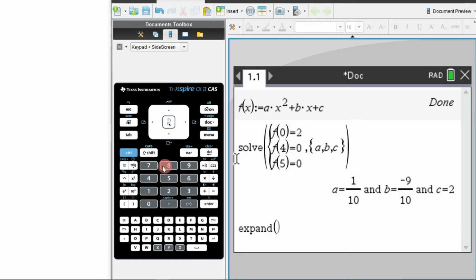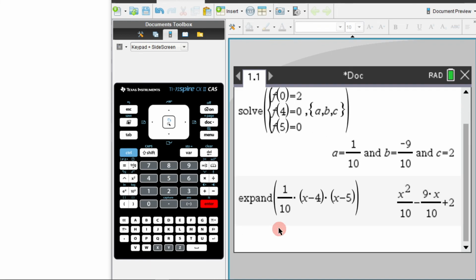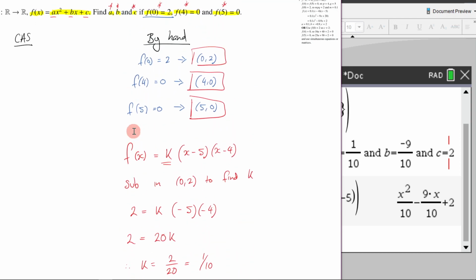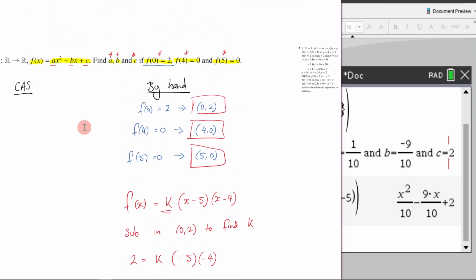Expand. And then I'm going to go, now what was it again? It was 1 on 10, brackets, x minus 4, x minus 5, close brackets. And just like that, I've got it. So 1 on 10, negative 9 on 10, and 2, just as we can see there. So that is how you do it. Hopefully you found this helpful and understand how to use your CAS and how to do this by hand as well.